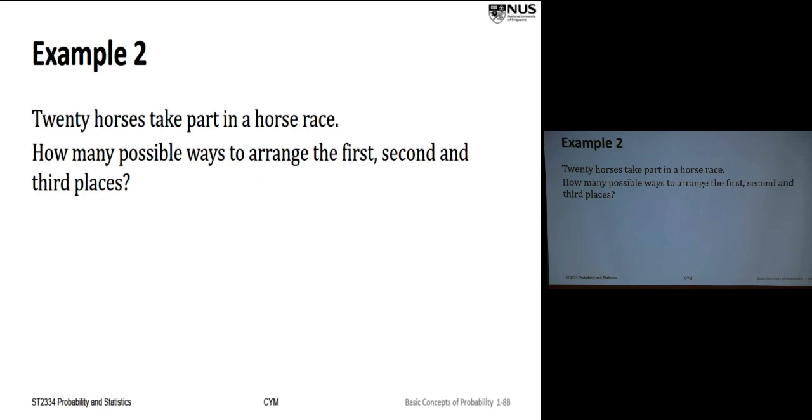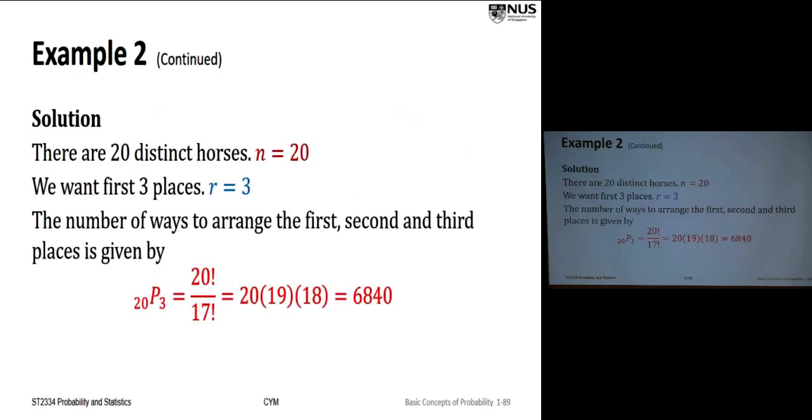This one, 20 horses in a race, and how many ways can you arrange first, second, and third places? So here we just select 3 horses out of these 20 and arrange them in first, second, and third. So R equals 3 and N equals 20. All right, and then try to arrange them. So that is how you get it.